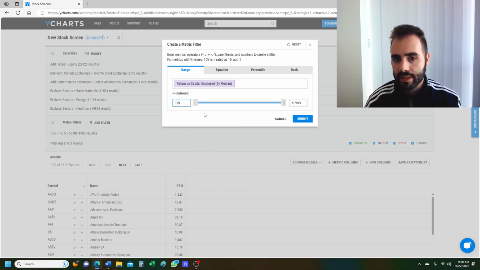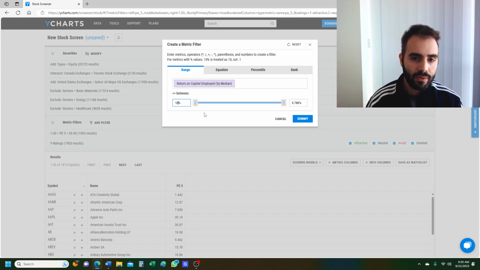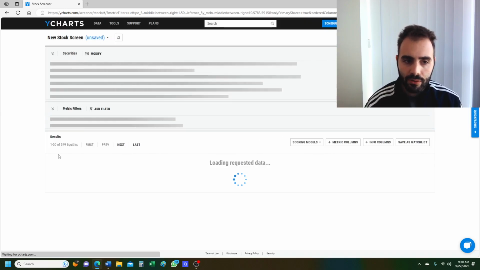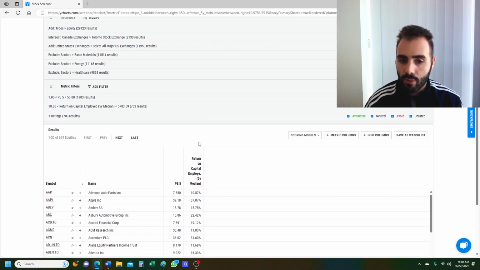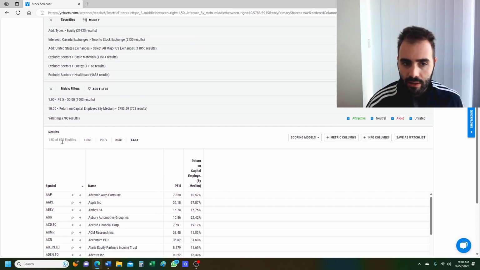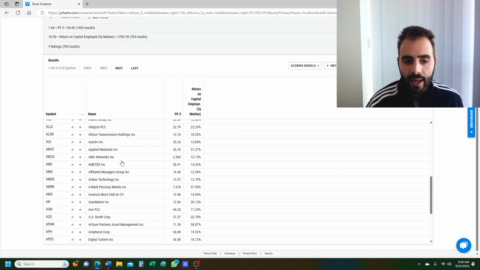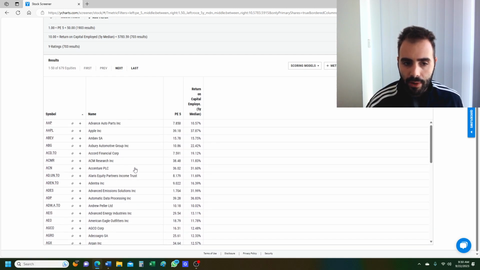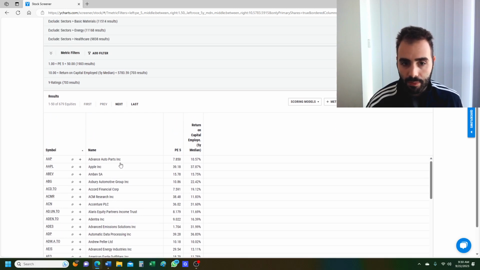If we look at companies that deliver returns on capital with a median over the last 5 years of above 10%, you'll see this number of 1,800 securities gets turned way down to basically a third. So just these two metric filters, the PE5, meaning they're trading between 1 and 50 times their average 5-year earnings, and the return on capital being above 10% on average over the last 5 years, we've turned it down to less than 700 companies, and I wouldn't feel super comfortable applying more filters than this personally.